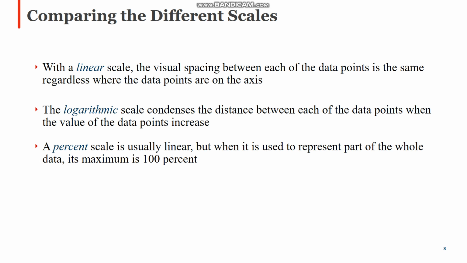A third scale could be the percentage one. A percentage scale is usually linear, but when it is used to represent part of the whole data, its maximum is 100%.